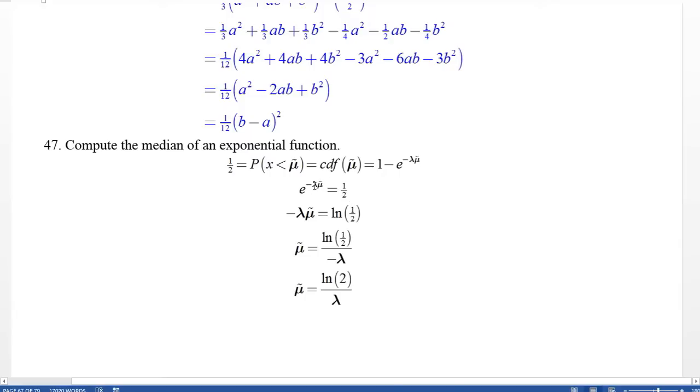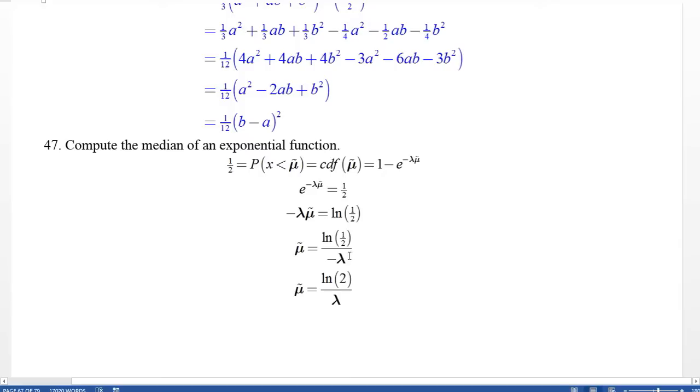Either think of this as rewriting as a logarithm, or take the logarithm of both sides. The log of e to the negative power cancels out, and you just get the power here, and you have a log of 1/2 here. Divide by negative lambda, and we have the answer here.